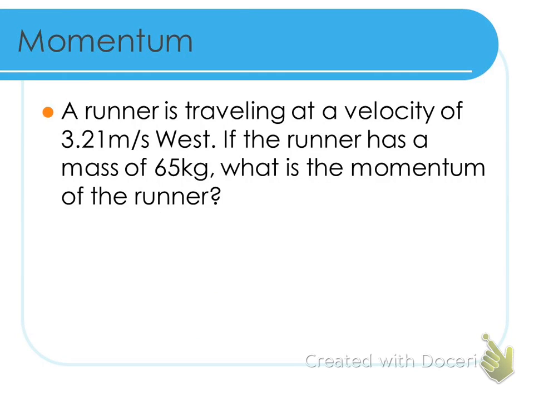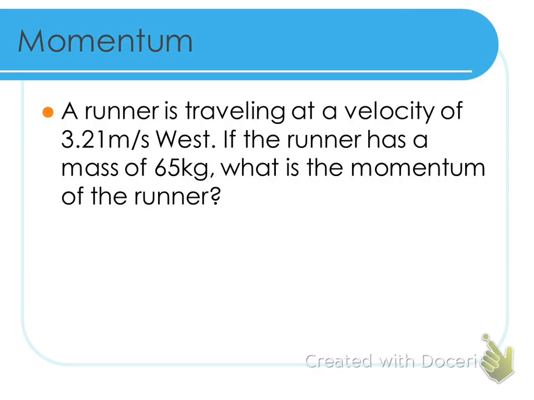Let's try an example here. So go ahead and pause the video and get this written down, and we're going to start working through it. Okay, this tells us a runner's traveling 3.21 meters per second west. If the runner has a mass of 65 kilograms, what's the momentum of the runner?